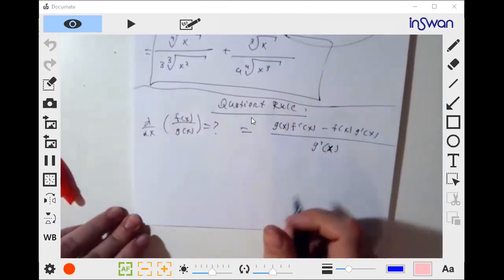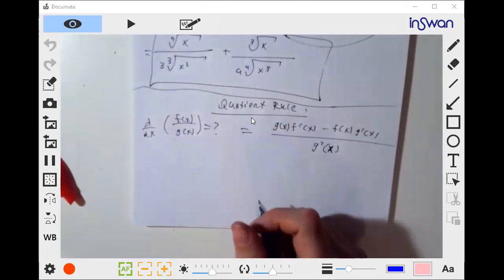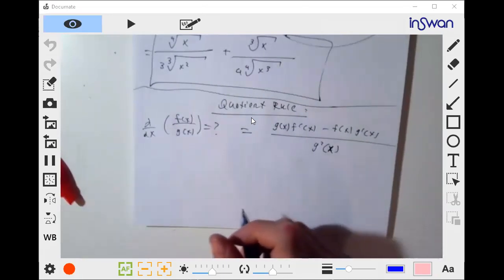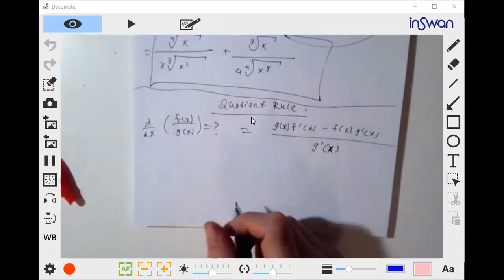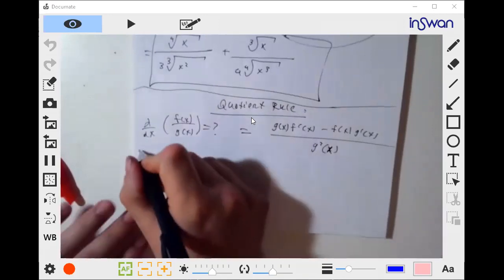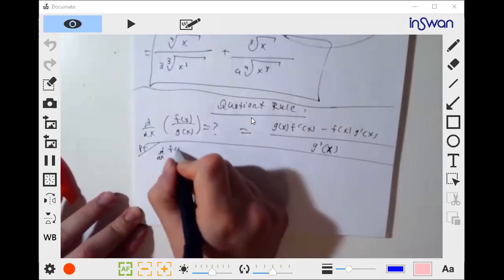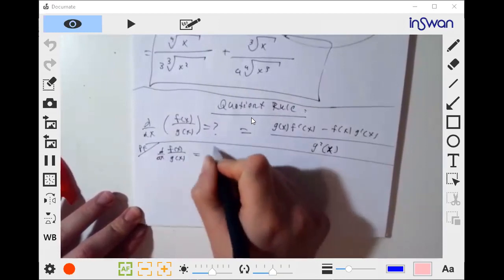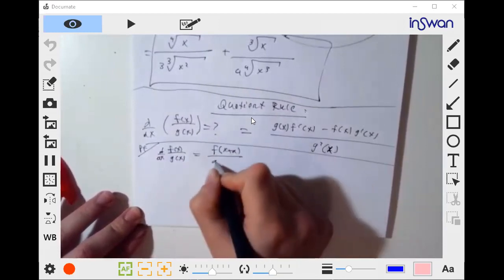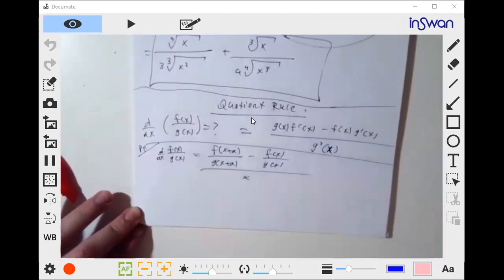Why is that? Well, we can show the quotient rule in many different ways. One way to do it is to show it via the product rule. Another way to do it is to show it via using local linearity. Okay, so here's our proof using local linearity. Well, d dx of f of x all over g of x is the same thing as f of x plus alpha all over g of x plus alpha, minus f of x all over g of x, everything over alpha.